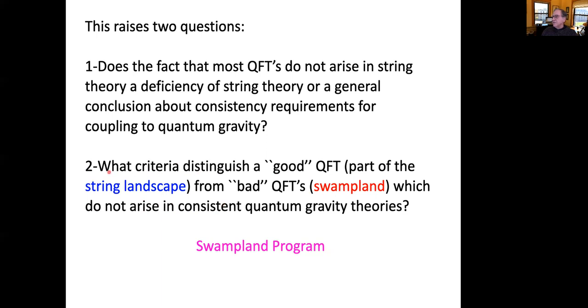The second question is, what criteria distinguish a good quantum field theory, which is what we call part of the string landscape, from bad ones? Bad in the sense that they belong to the Swampland, which means they do not arise in quantum gravity theories. The program to delineate these criteria is called the Swampland program.